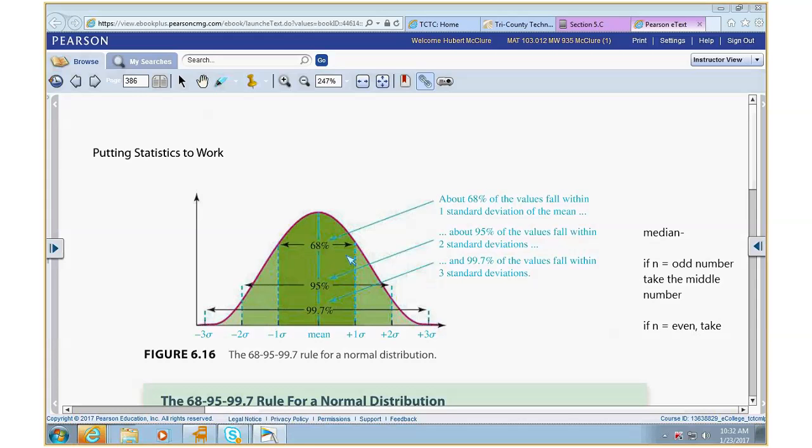That is a test question, and not only is it a test question, but the reasoning behind it is used pretty much in your Unit 1 and Unit 2 test. So if you choose not to learn it, then you'll probably miss a lot of questions on both Unit 1 and Unit 2 based on this thinking. And that is that 99.7% of the population is going to fall within 3 standard deviations. Anything outside of 3 standard deviations is considered an outlier. 95% of the population is going to fall within 2 standard deviations. And 68% is going to fall within 1 standard deviation.